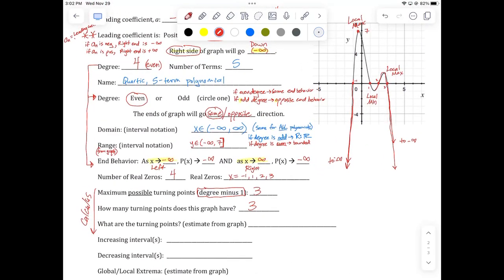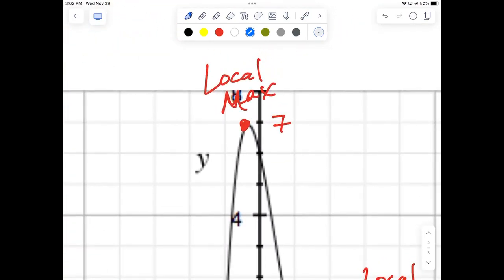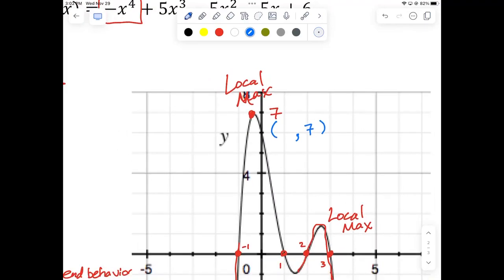Now think about it. What are the turning points? Estimate from the graph. This is where it gets not fun for me because we have to estimate these. Let's go ahead and see if we can estimate some ordered pairs for this. This ordered pair up here has a y value of 7. I know that for a fact. But what's the approximate x value? Not 0.5, but it's to the left, so negative 0.5. Yeah, I'll go with that. It might be actually closer to negative 0.4 or negative 0.3, but who cares? We're going to call it negative 0.5 because it's easy to remember.